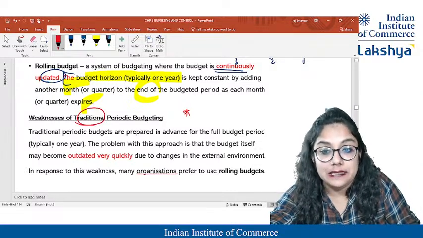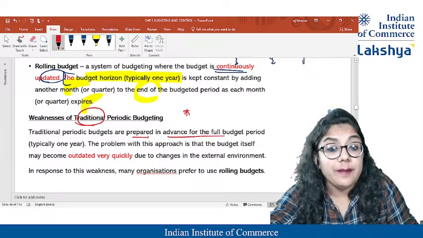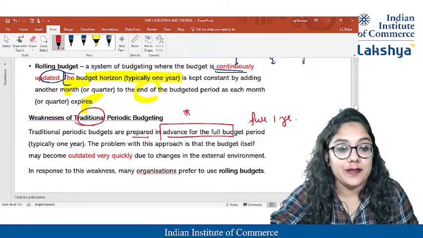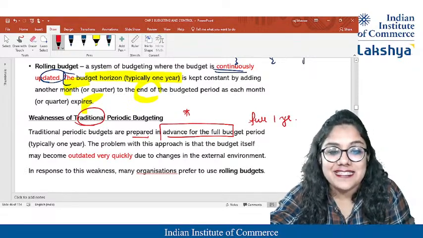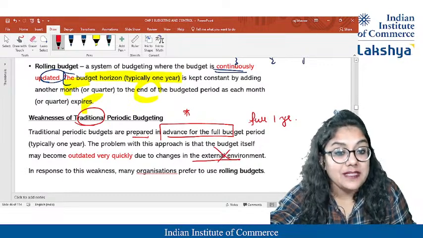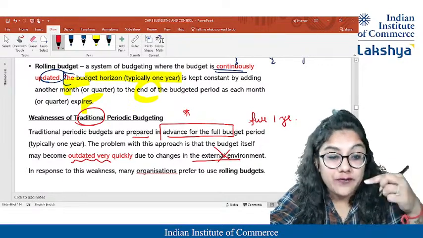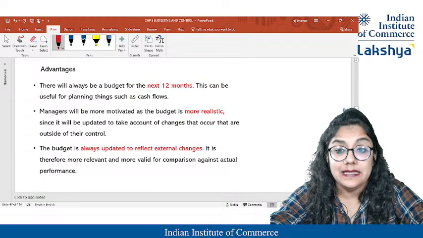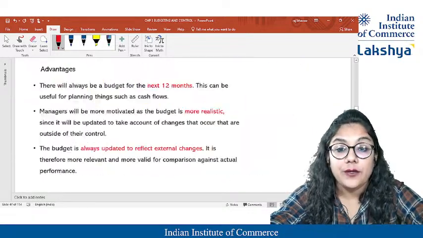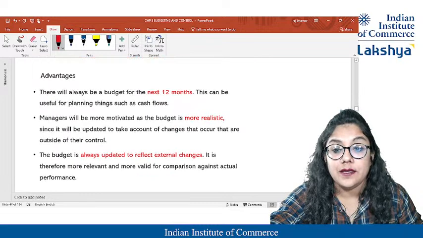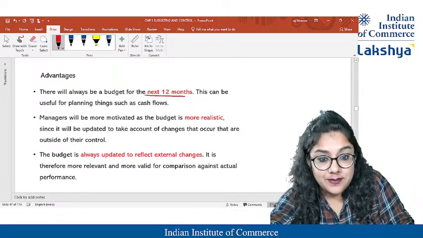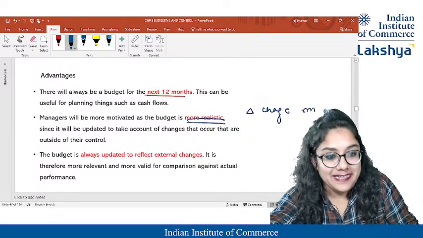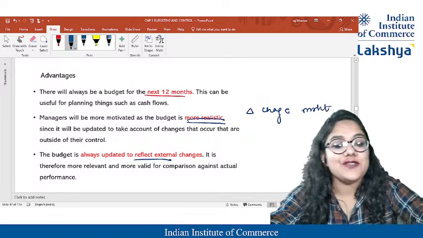So traditionally, when we were making a budget, we made it in advance for the full 1 year, but we were ignoring factors such as the external market and its changes, which resulted in the budget becoming outdated. That limitation has been addressed by the rolling budget, which is advantageous because we are going to consider the budget for the next 12 months in a more realistic way, considering the changes in the market, the environment and external changes also.